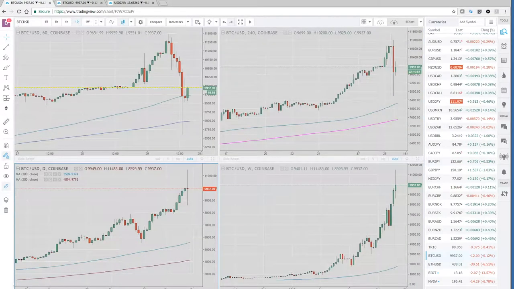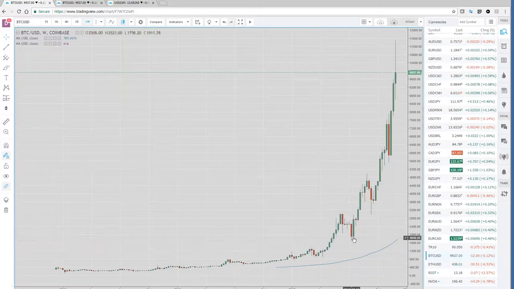Take a look at the weekly. This is just an unbelievable chart. You know, this is tulip bubble. This is dot-com bubble, pets.com, you name it. You could overlay this with a lot of different charts. That's the weekly of what it's done.